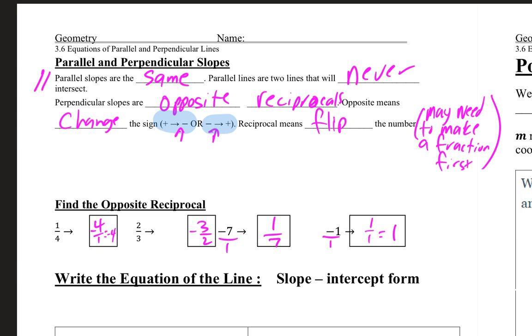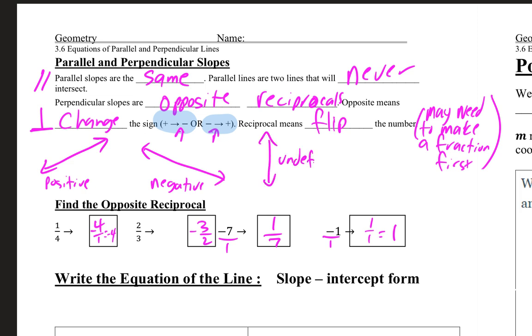So parallel lines are the same. Perpendicular lines are opposite reciprocals, and we know it makes a 90-degree angle when we look at it, just like that. Let's talk about these other slopes. As we go to the right, if it goes up, we describe that as positive. If it goes down, we say that is negative. If it goes straight up and down, that is undefined slope, because that means we divide by 0.